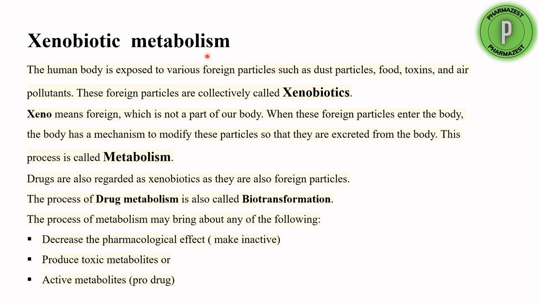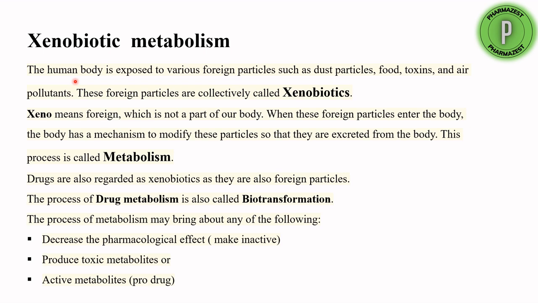Now coming to xenobiotic metabolism. So what is xenobiotic metabolism? Our human body is exposed every day to a number of foreign substances like the dust that is around us, the food we take, and the pollutants which are present in the air. All these are nothing but xenobiotics. Anything which is not a part of the body is called a xenobiotic. All these foreign particles are collectively called xenobiotics. The body cannot synthesize its own food or all these things. So anything which is not from the body is called a foreign substance, and a foreign substance is nothing but a xenobiotic.